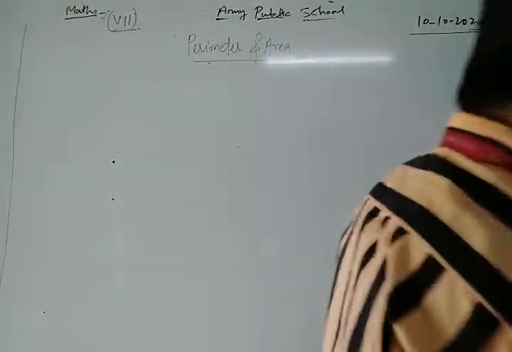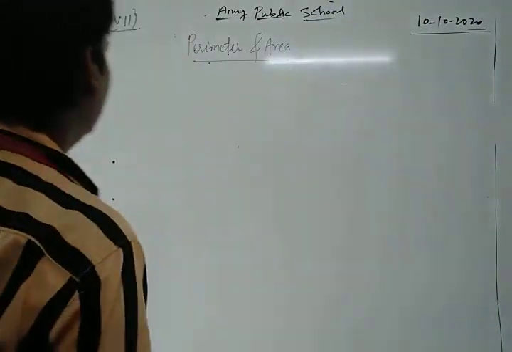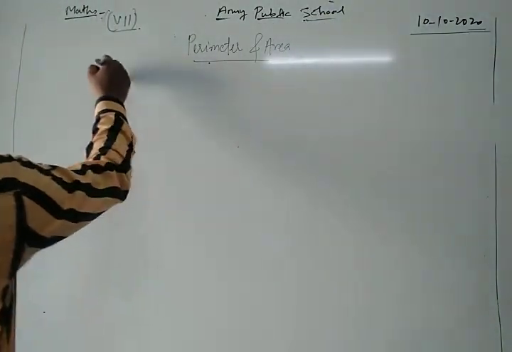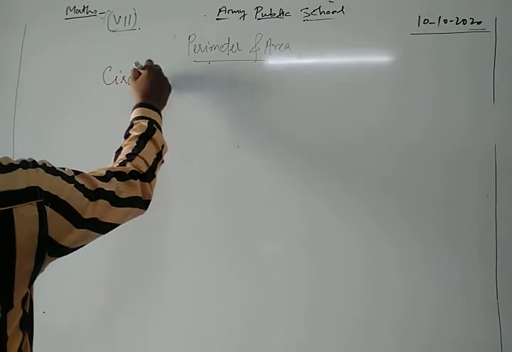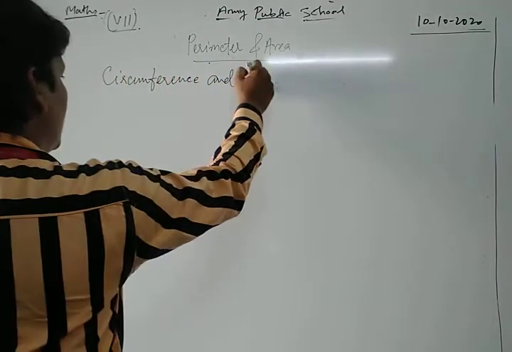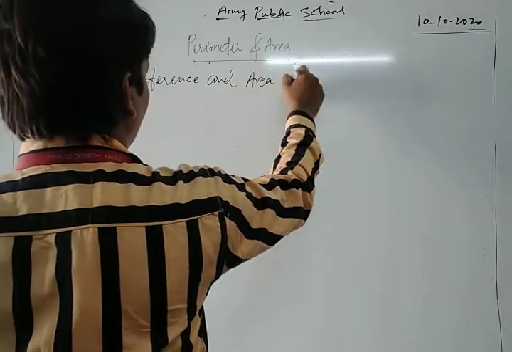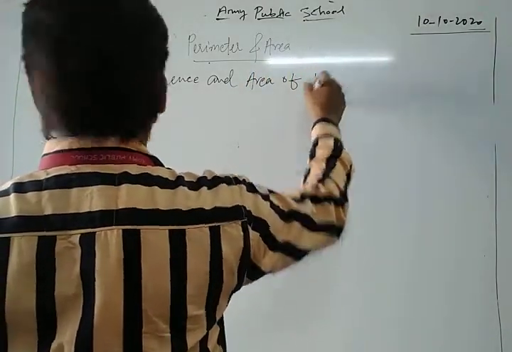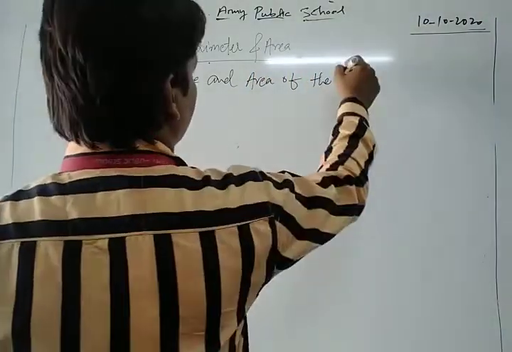Now we discuss the circumference and area of the circle.